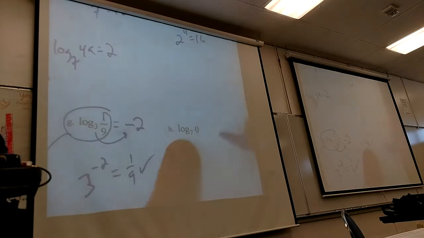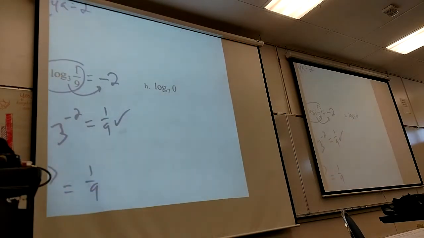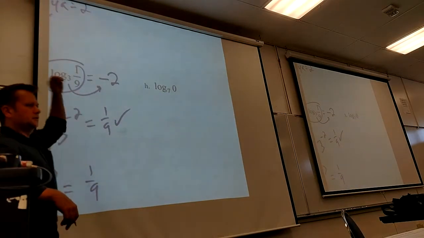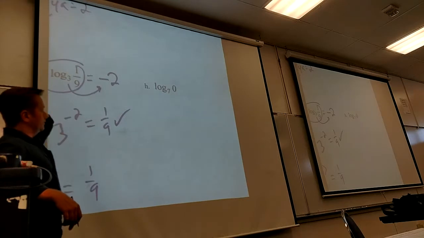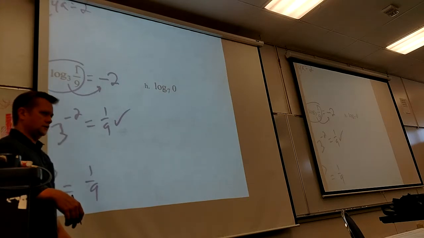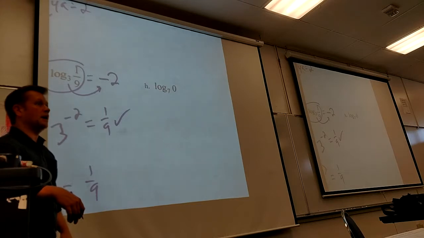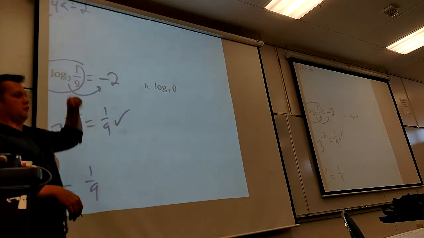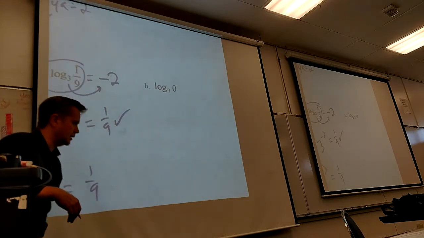Let's see, what about now? I had to include one on there that was like this. What do you raise 7 to make it become 0? Nope, 7 to the 0 is 1. 7 to the negative billionth power is 1/7 to the billionth power, which is not 0.